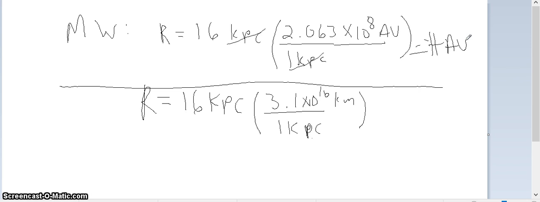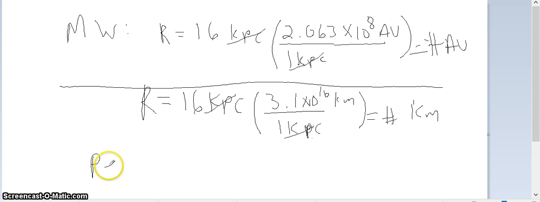And so in 1 kiloparsec there is approximately 3.1 times 10 to the 16th kilometers. And so again, the kiloparsecs cancel, and that'll give you some number of kilometers. So you do have to do both of these conversions. This second conversion that I just did into kilometers, that's where you're going to use that in this equation.